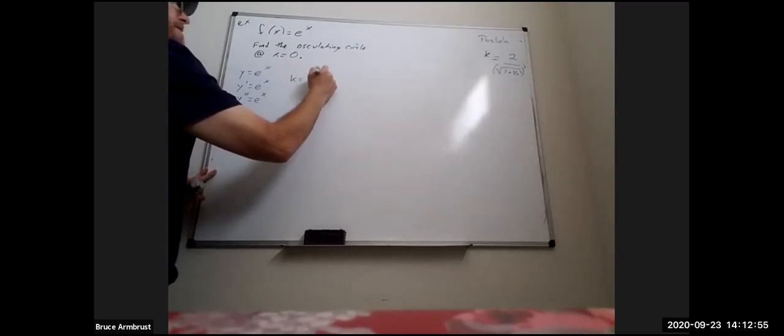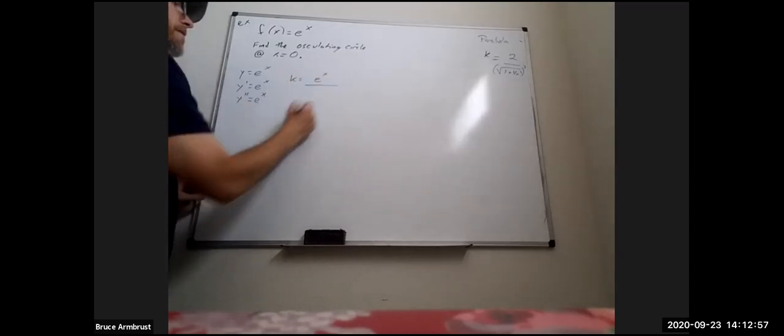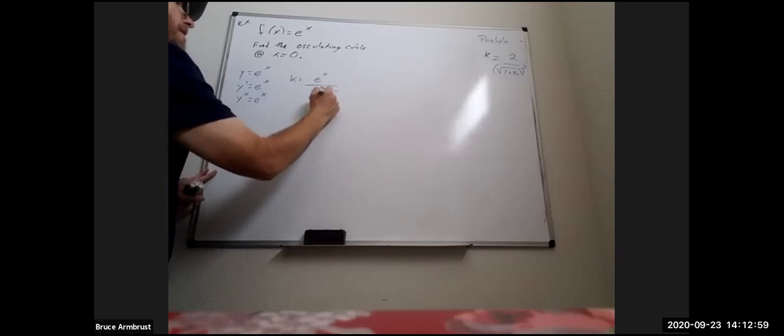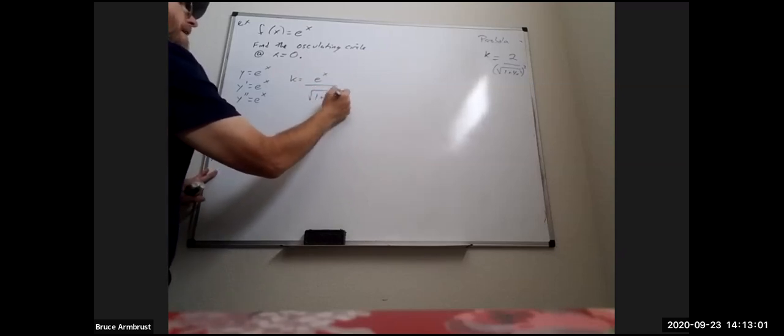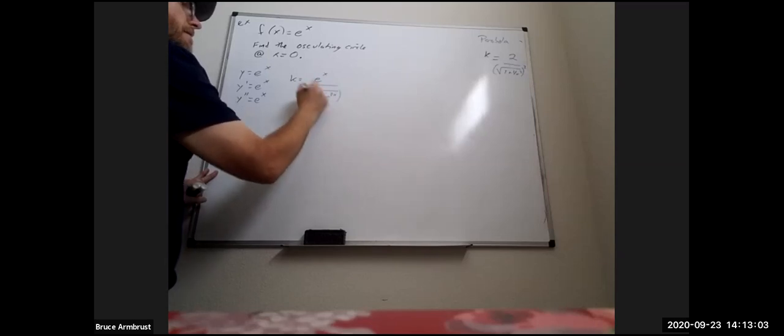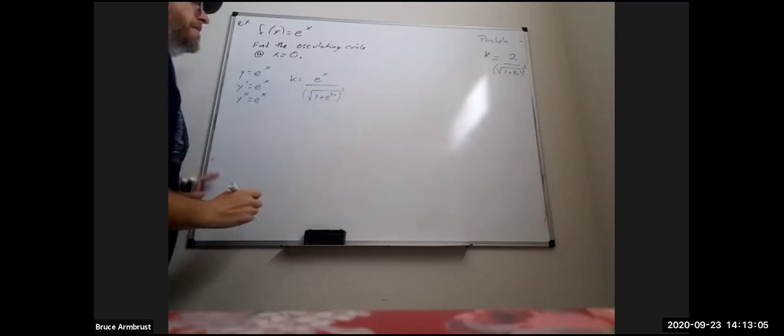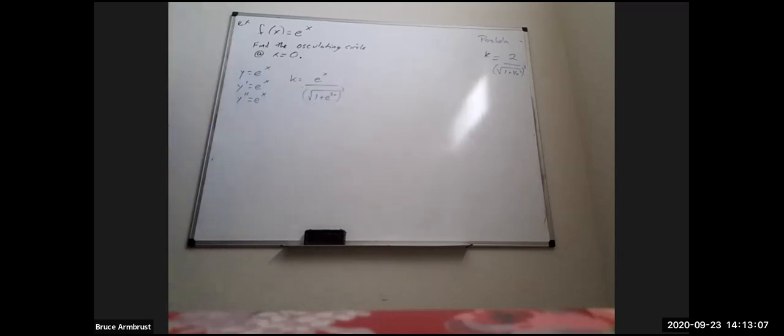So our curvature is going to be e to the x over the square root of 1 plus e to the 2x, quantity cubed. All right, so we all good with that as our formula for curvature? Okay, so just notice a couple things.